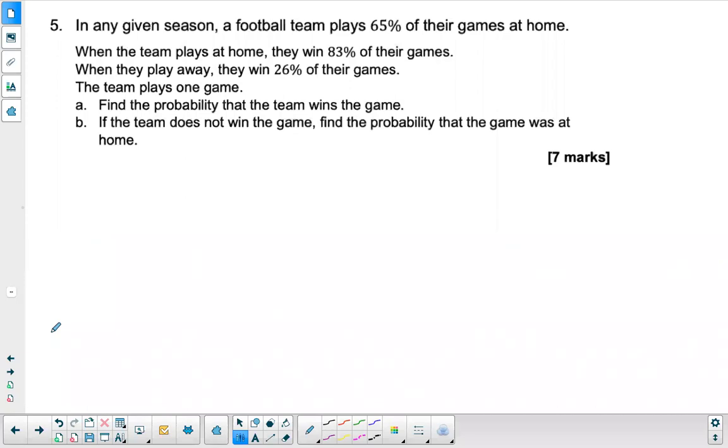Question 5, in a given football season, football team plays 65% of their games at home. So when they play at home, they win 83%. When they play away, they win 26%. They play 1 game. Find the probability that the team wins the game.